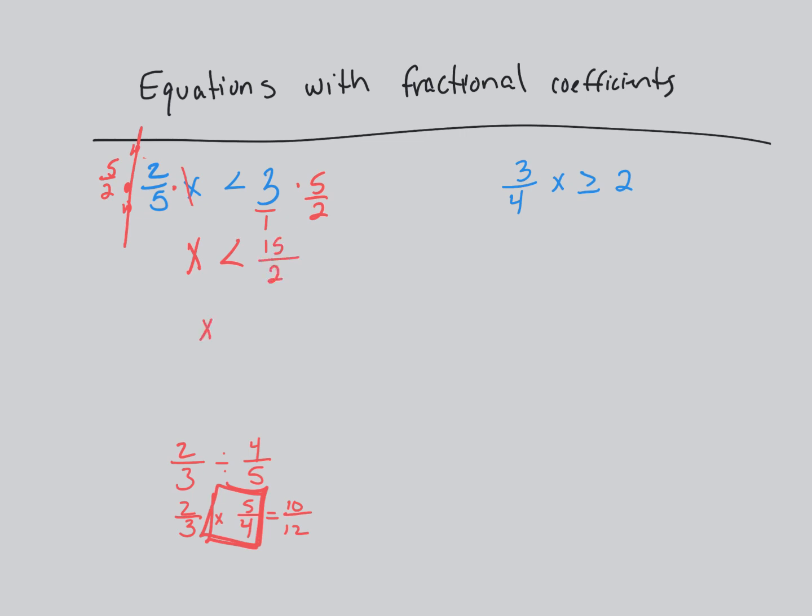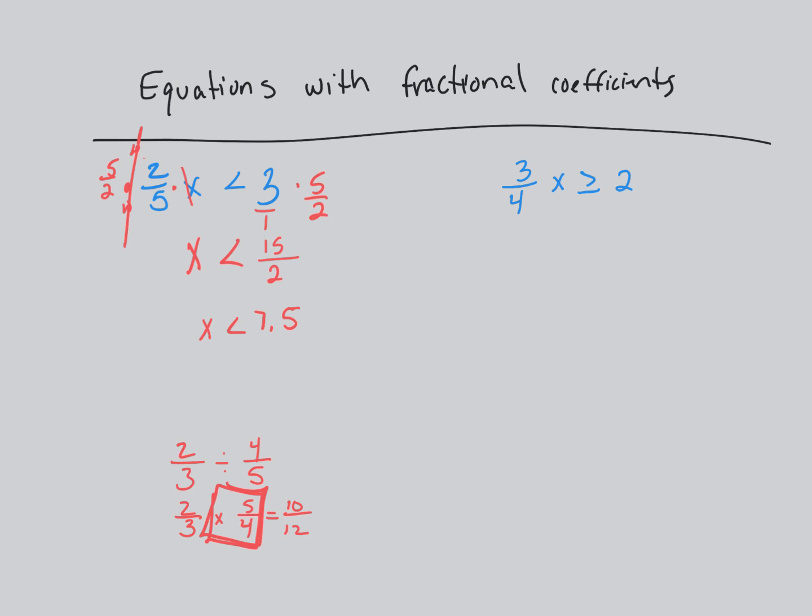And you can always divide and turn that into a decimal. In this case, that is exactly 7.5. If you have a decimal that repeats, then I would suggest leaving it as a fraction so you have an exact answer. So let's use the same thing here.